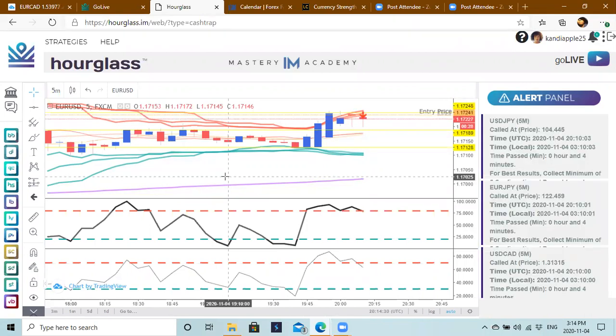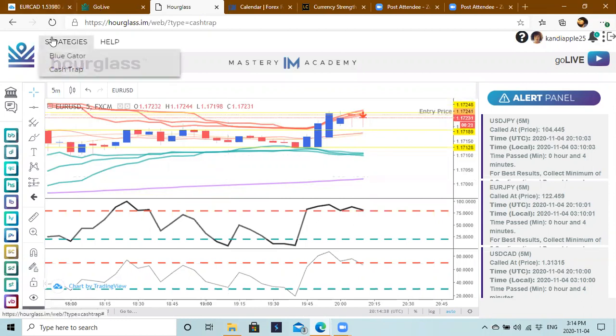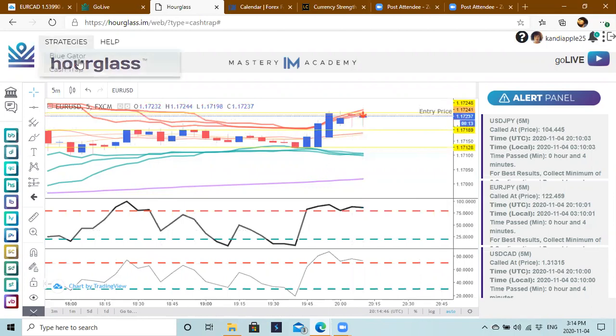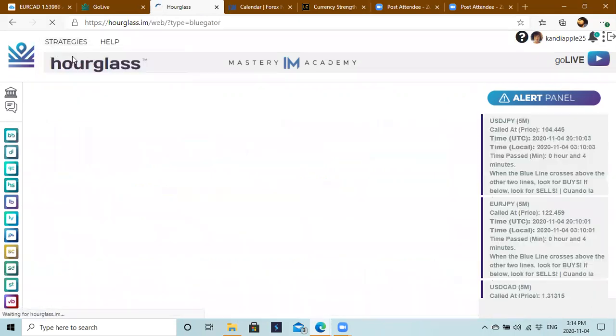What are you referring to as the cash trap? This is cash trap. So Hourglass is the platform, I guess, and inside Hourglass there is Blue Gator and cash trap. You're in Hourglass, but inside Hourglass you use cash trap. Okay. Blue Gator, I have not gone through this yet.